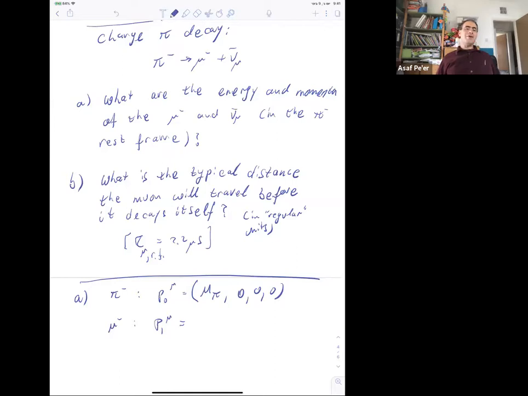You know, this is the point where I say, look, a few minutes ago I asked you if you have any questions, and you said no. For me, that means you should not have any problem answering this question. How do you write down the four momentum of the muon? I mean, what do we have here, right?